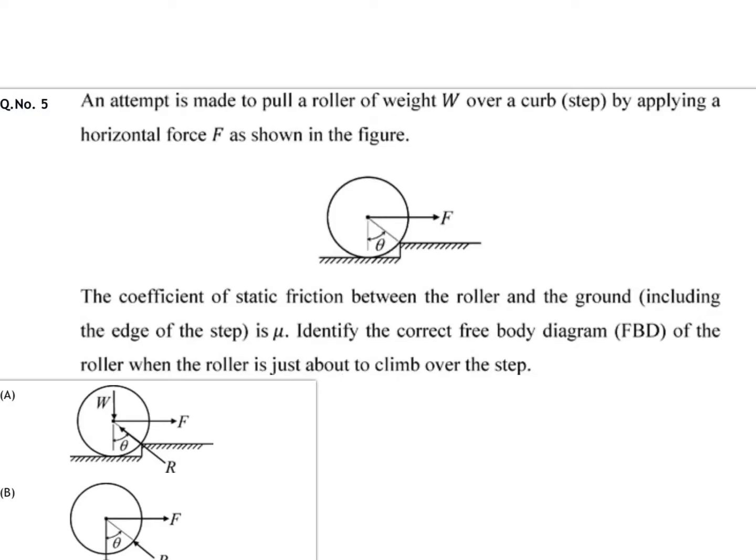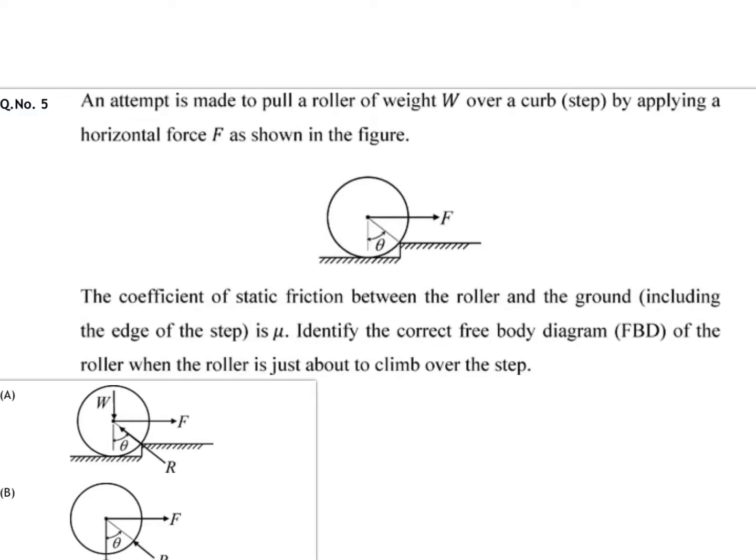Keep in mind that this horizontal force, capital F, is actually passing through the center. Just be very careful about that fact. Then they are saying the coefficient of static friction between the roller and the ground. So you have ground over here and here as well.